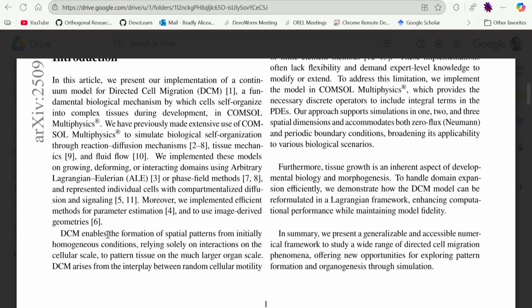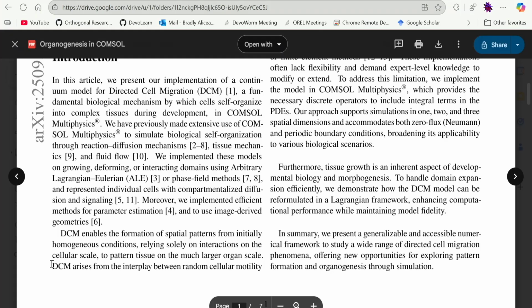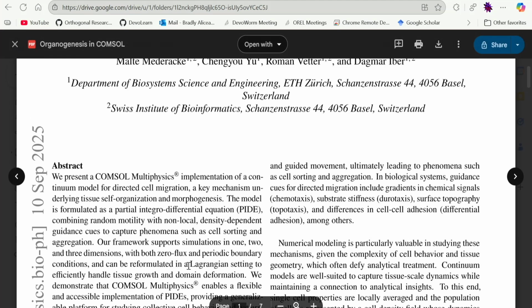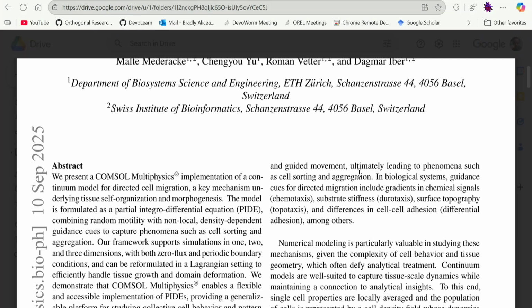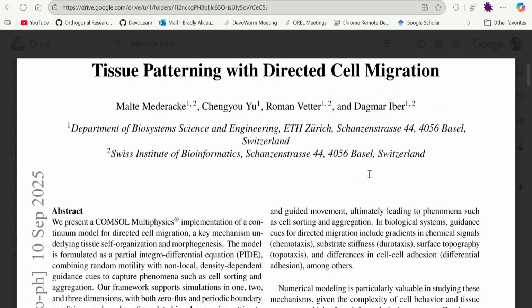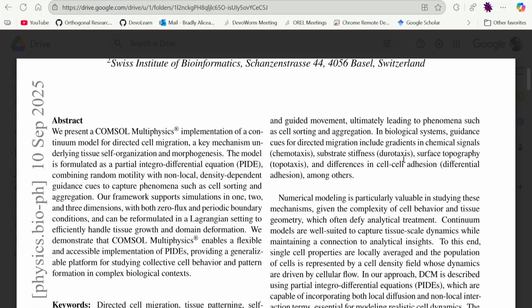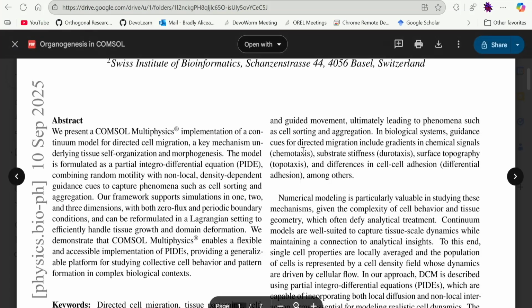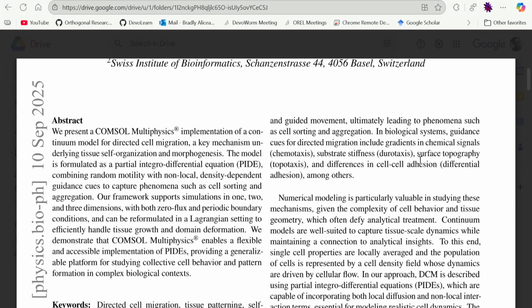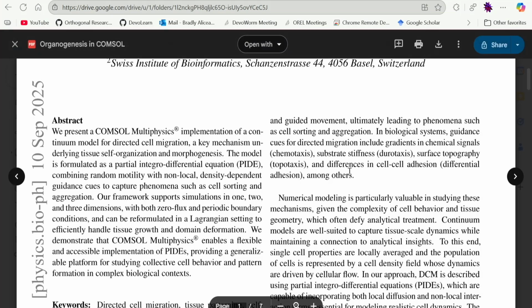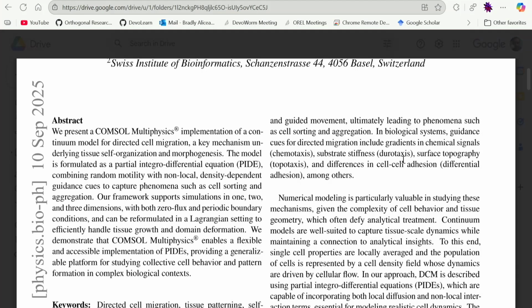of elaborated condition. So you can actually model things at multiple scales. Or this process occurs at multiple scales. DCM arises from the interplay between random cellular motility and guided movement, ultimately leading to phenomena such as cell sorting and aggregation. In biological systems, guidance cues for directed migration include gradients in chemical signals, which are chemotaxis, substrate stiffness, durotaxis, surface topography, topotaxis, and differences in cell-cell adhesion, or differential adhesion.